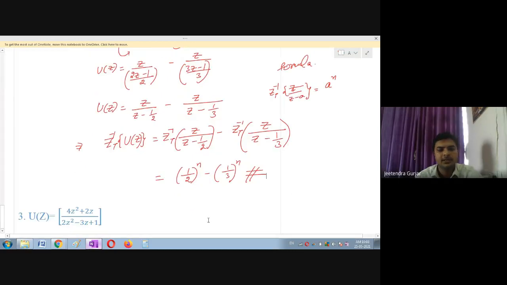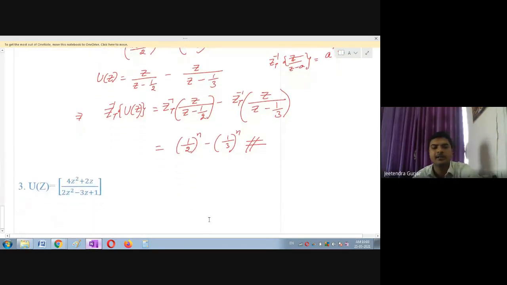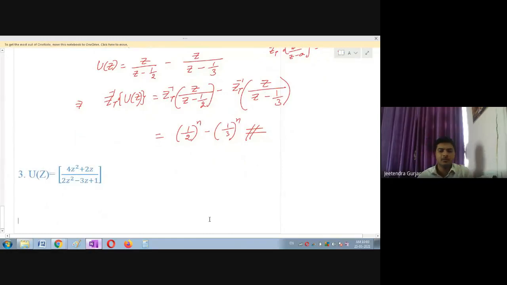Will you solve the next example? Let us see how many will get the answer. If you solve this problem correctly and tell me the final answer, the inverse Z transform final answer, definitely I will believe that everyone is perfect in inverse Z transform, students. So please start solving this example fast, and please tell me the answer.